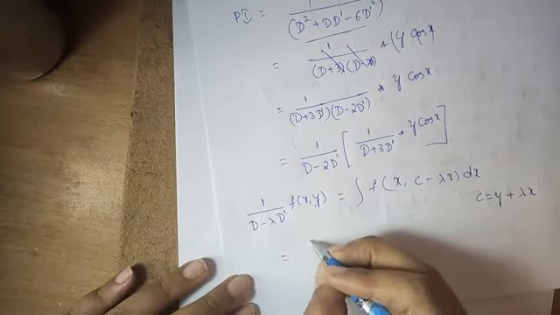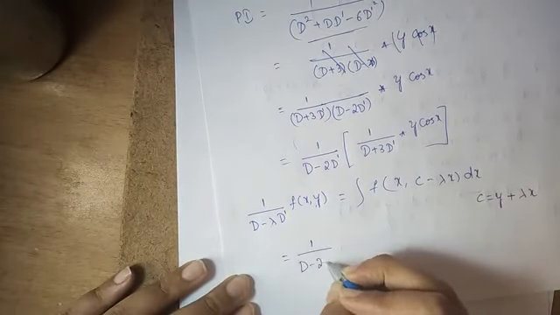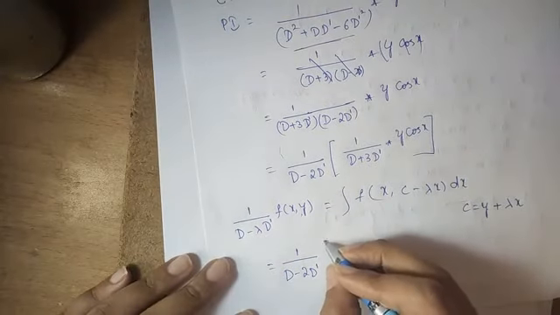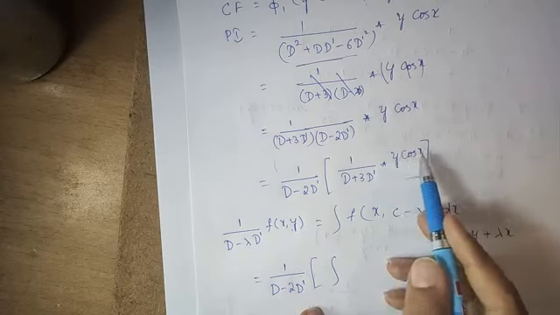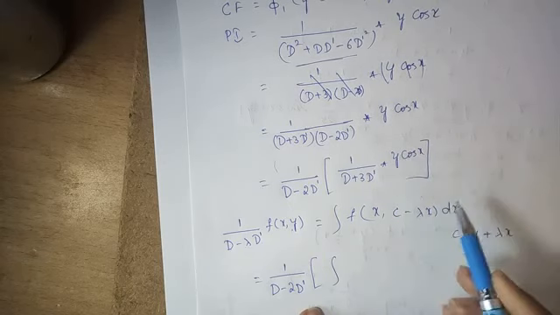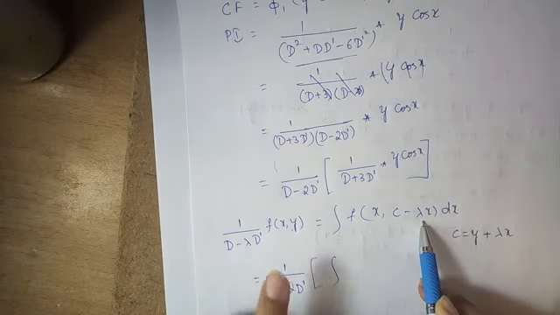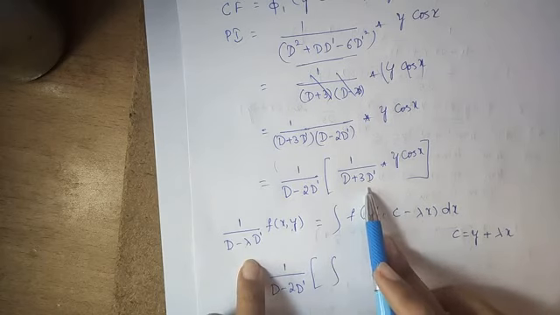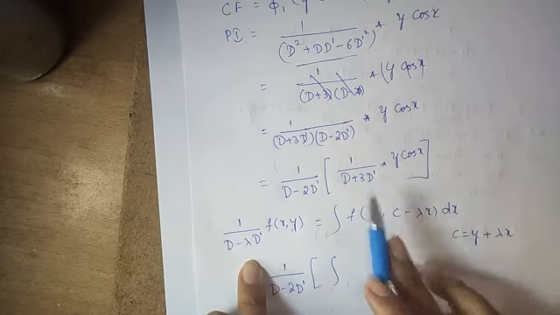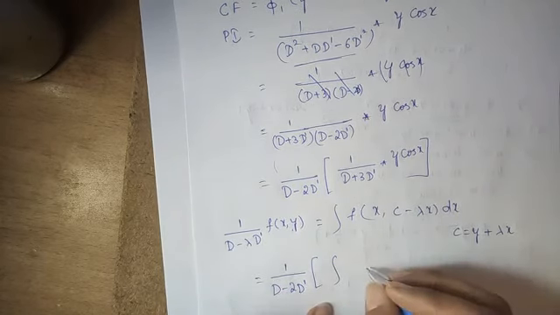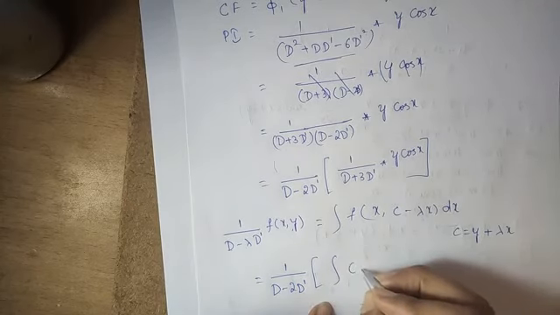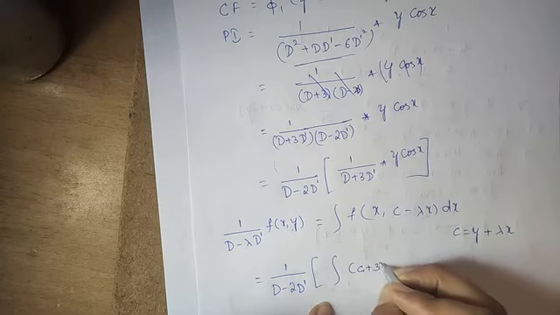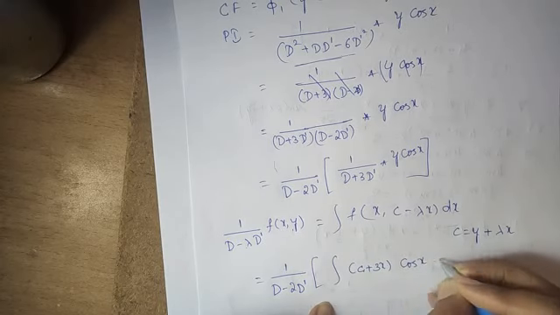What I will get? I will retain 1 over D minus 2D dash as it is. So into f of x comma y means y cos x. So in the place of y, I should write c minus lambda x. Lambda value is 3 here. Minus lambda value is 3. So I can write this as integral c plus 3x into cos x dx.